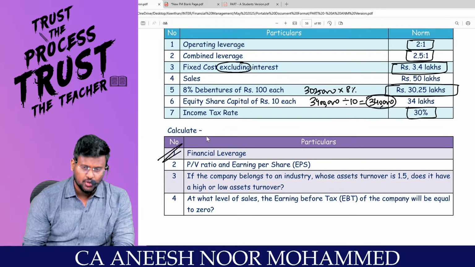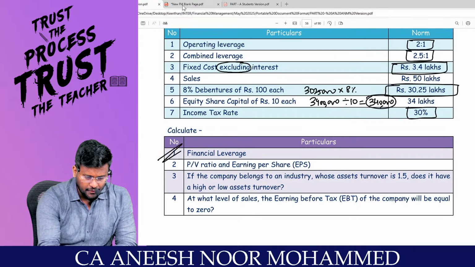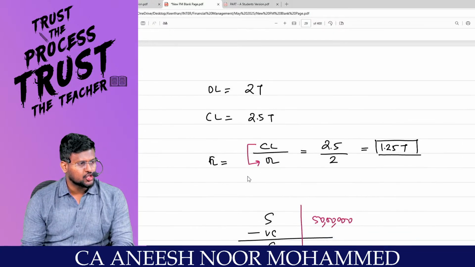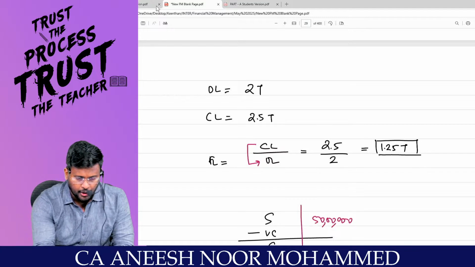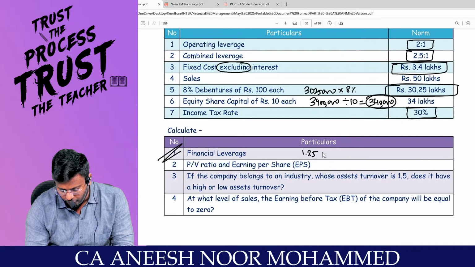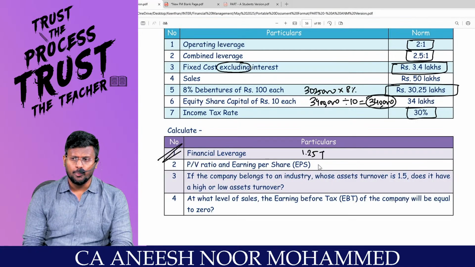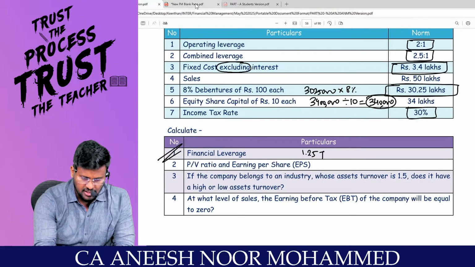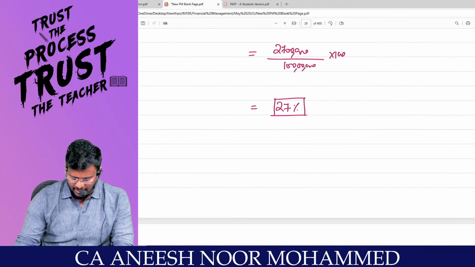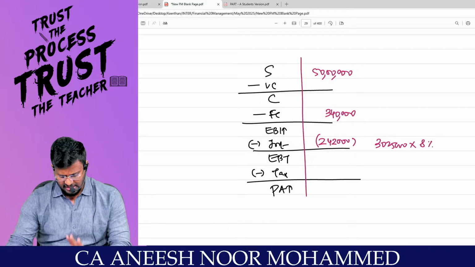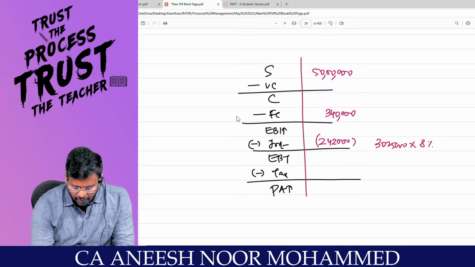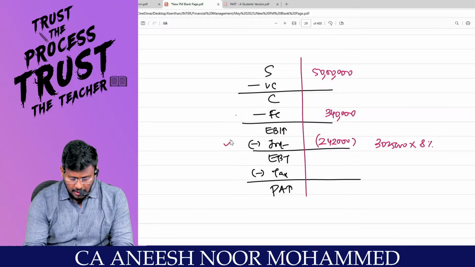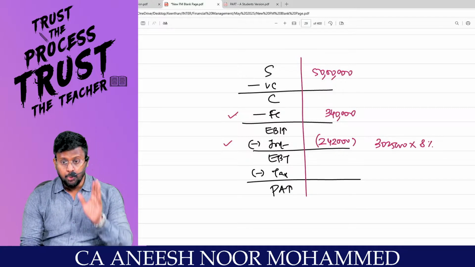Calculate the financial leverage. Financial leverage is equal to combined leverage divided by operating leverage, which is 1.25 times. They want the PV ratio, contribution divided by sales into 100, and the EPS, earnings per share. To get the EPS, I have to come down. I have fixed cost with me and interest with me. Sir, both routes I can travel.